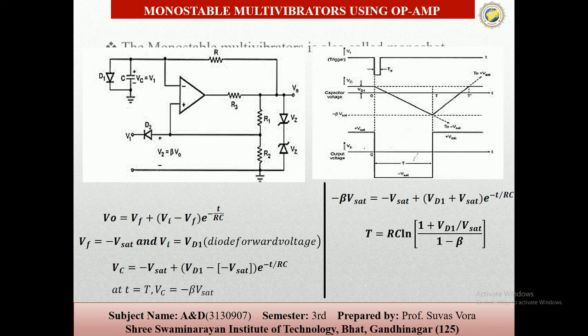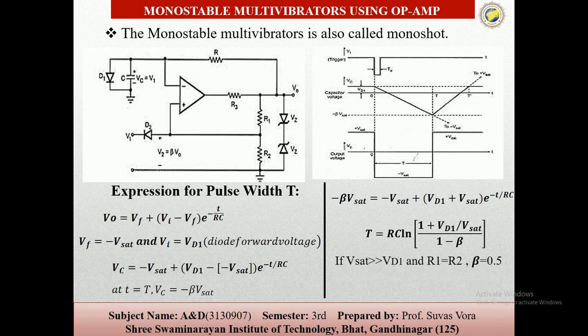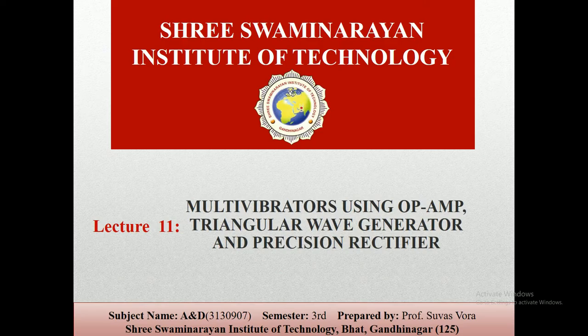So the monostable multivibrator is also called the monoshot, and you can see the equations of these. So we can apply the voltage, at that time the capacitor will be charged, and then after we get the output. So in the last lecture we saw that. Now today's topic is the multivibrator using the op-amp, then triangular wave generators and the precision rectifiers.